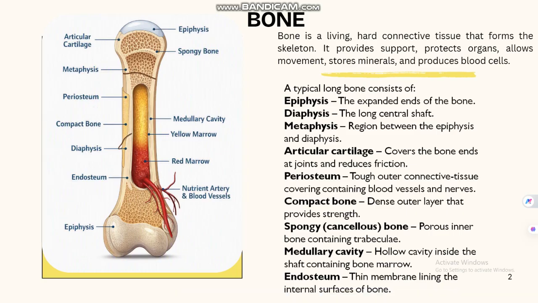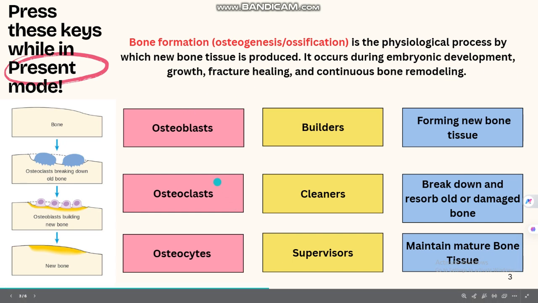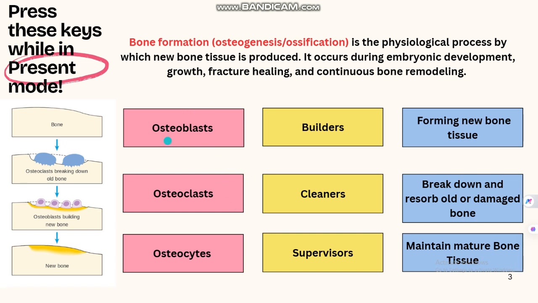The life of a bone is managed by construction crews. The physiological process by which new bone is formed is known as osteogenesis or ossification. Here is a sample view of all these things. There are three important cells: osteoblast, osteoclast and osteocytes. The osteoblasts are called the bone builders. These bone builders are responsible for the formation of new bone.